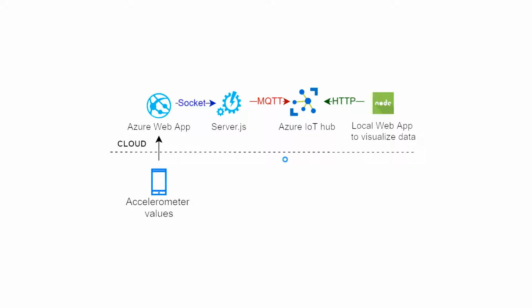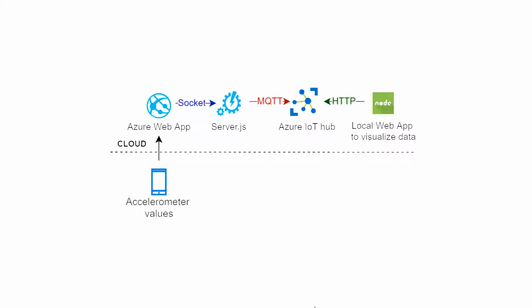There are two types of implementation: cloud-based and edge-based implementation. In cloud-based implementation, there is a web application that reads the values of the accelerometer of the smartphone and sends them to the server through a socket. Then the server sends these values to the Azure IoT Hub. And finally, there is a local web application in Node.js that reads the messages that arrive at the hub and visualizes them in a local website.